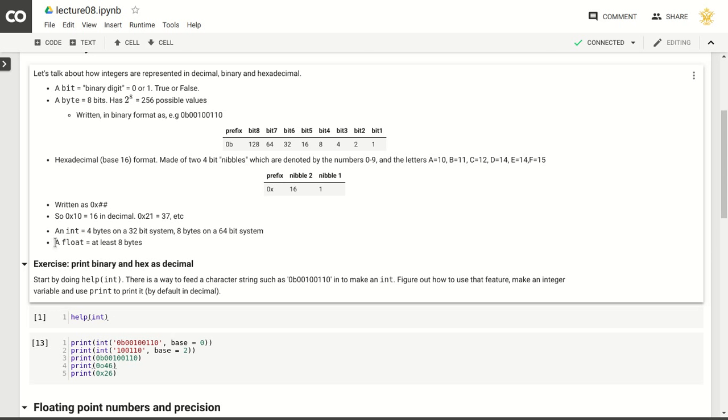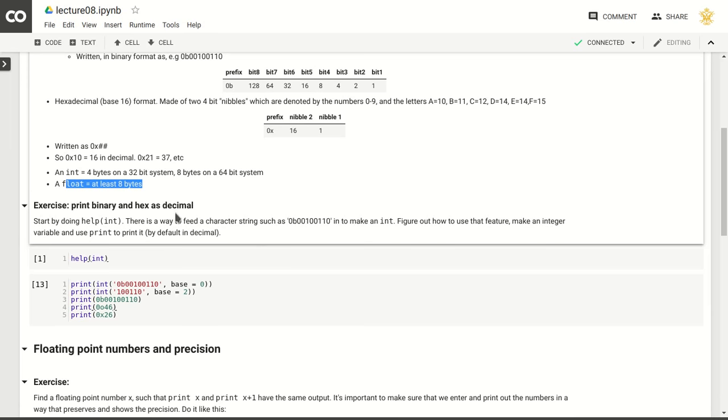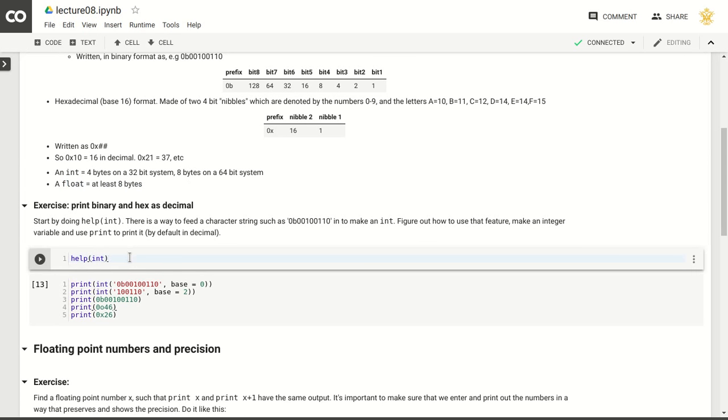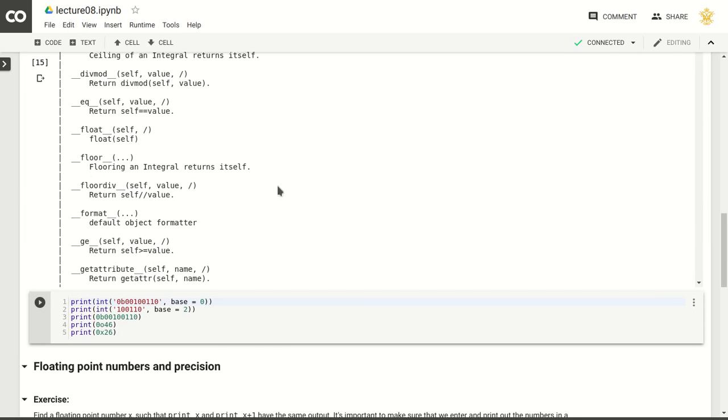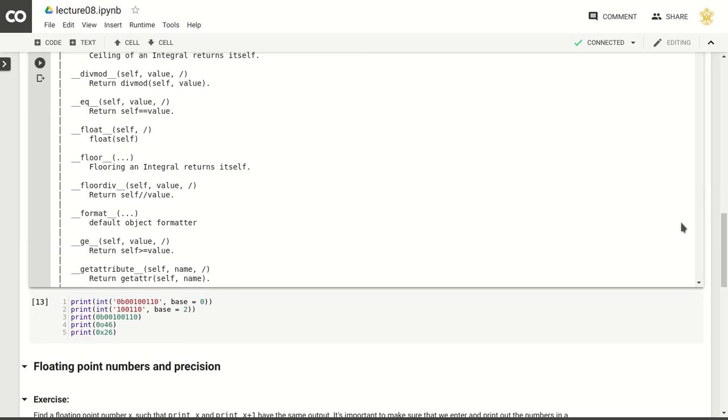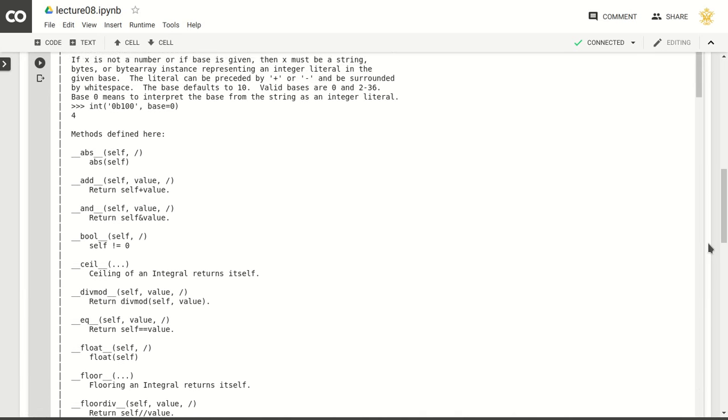And finally, a float is an 8-byte number, and then there's a double precision, which doubles that again, so that we have even more precision for floating point numbers. So to use these bases, we can use some of the functions that are present, of course, in Python. And so one thing to look at is the help for the int function, or the int type, in a sense. So let's scroll up here.